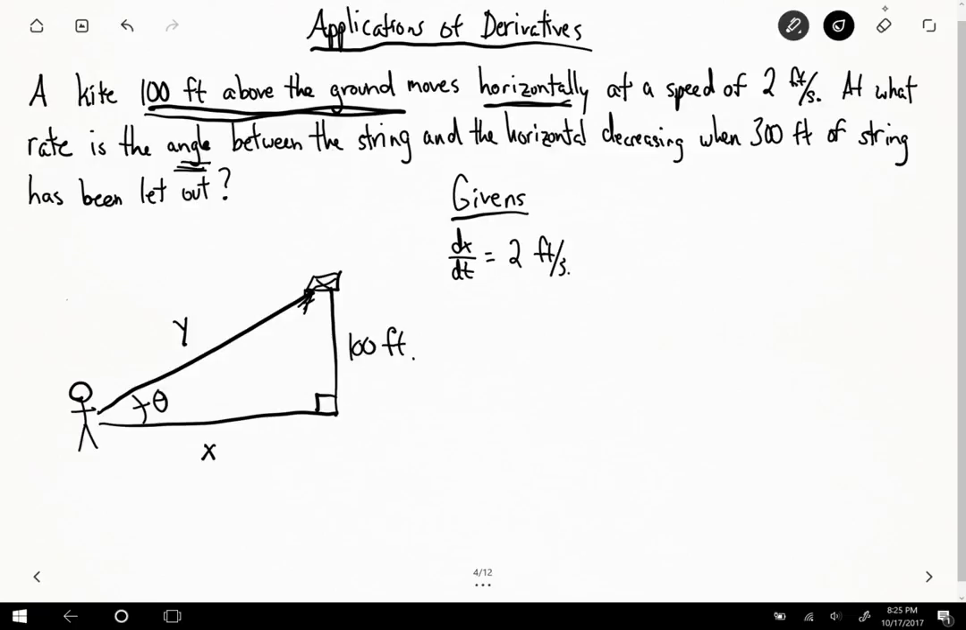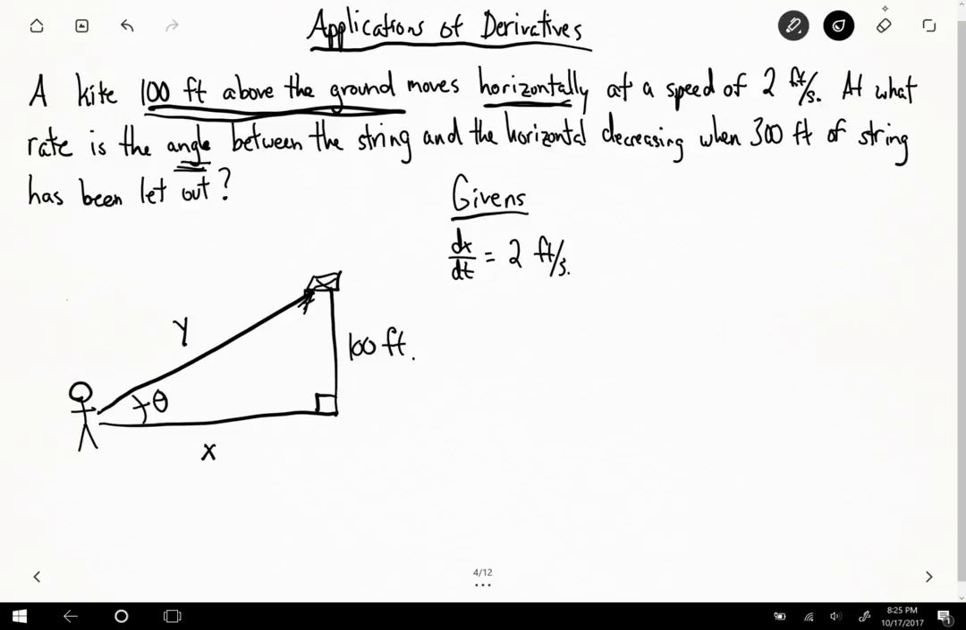Now, why dx dt? Well, notice this is a rate because you have feet per second, so that takes care of that. That's why we have to have a dt involved. And why is it the x and not the y? Well, we're talking horizontally, and your horizontal is along that axis there. Okay, so we have that. What's another piece that we have? Well, at what rate is the angle between the string and the horizontal decreasing when 300 feet of string has been let out?